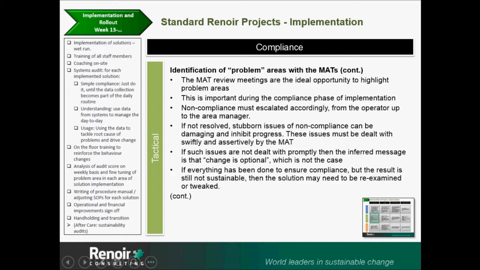If such issues are not dealt with promptly, then the inferred message is that change is optional, which is not the case. If everything has been done to ensure compliance, but the result is still not sustainable, then the solution may need to be re-examined or tweaked.